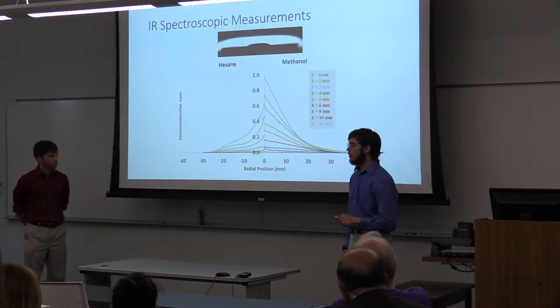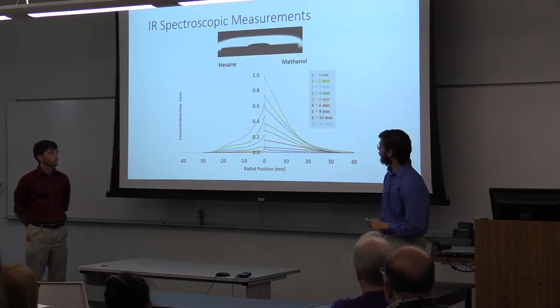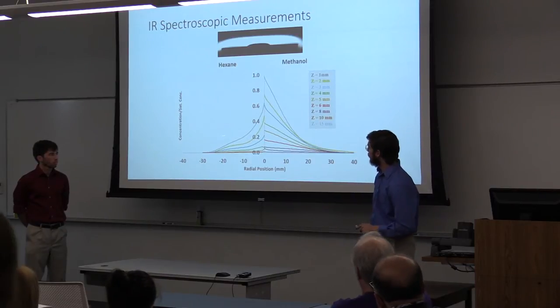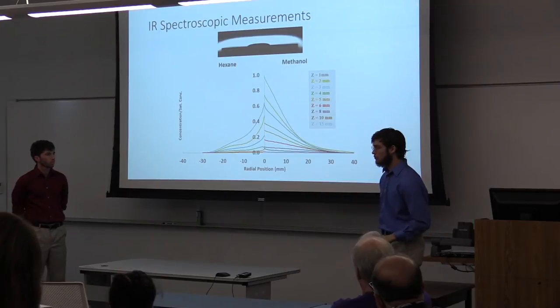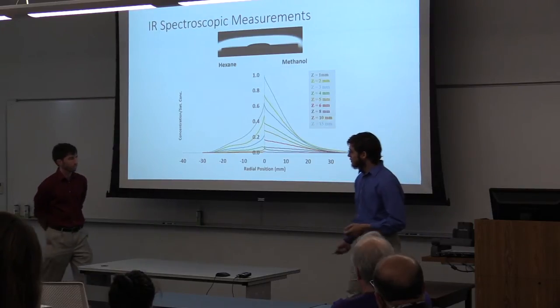Now you might be looking at this thinking, okay, well, hexane and methanol have very different behavior. Hexane never reaches the value that methanol does. And it also has different end behavior. It's more curved than methanol is. And that's something that Taylor can explain more in his talk.